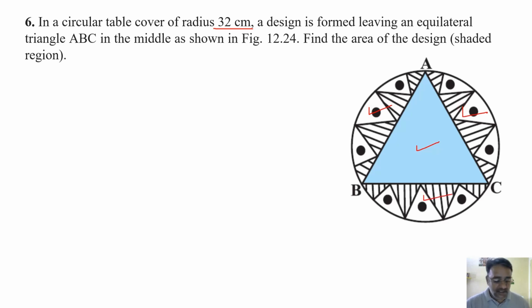So it's a very simple concept. Circle में से triangle हटा दो. So area of design will be equals to area of circle minus area of equilateral triangle. So in order to find the area of circle, radius is given. So it is not a big issue. But in order to find the area of equilateral triangle, side is not given. So our first target is to find the side of an equilateral triangle.